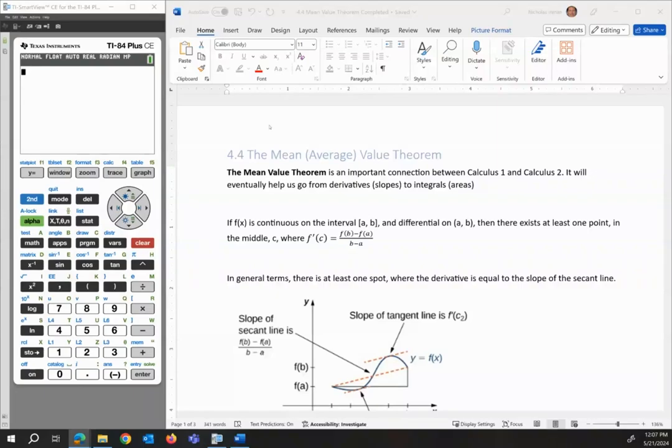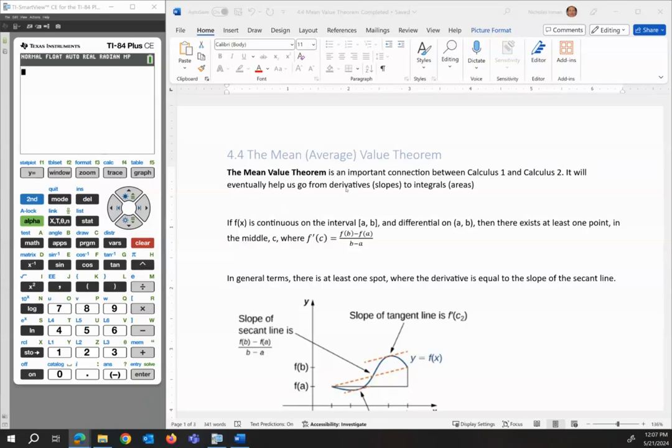All right, welcome. We're taking a look at chapter 4.4, the mean value theorem. When we're talking about the word mean in this situation, we are not talking about an angry value theorem. No, we're talking about mean as in the average. The average value of a function. Okay, so let me just state this.